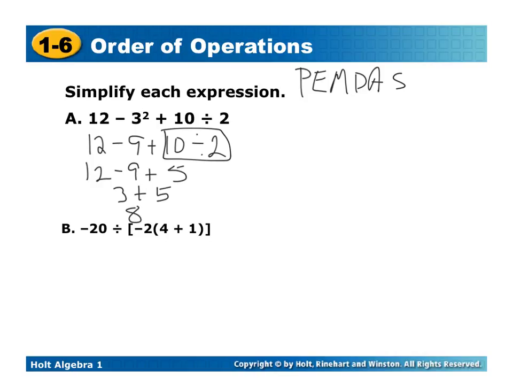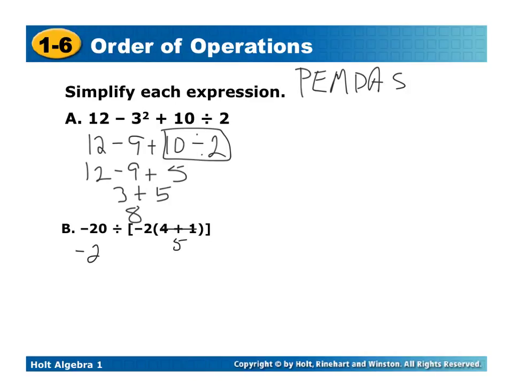So now we're going to start with our P again. And we're going to look for grouping symbols. Now here, if you notice, we actually have multiple grouping symbols. So we have one inside the other, which is called nesting. You're always going to start inside to outside, because you have to follow the order of operations inside parentheses. So we're going to replace the 4 plus 1 with its equivalent, which would just be 5.